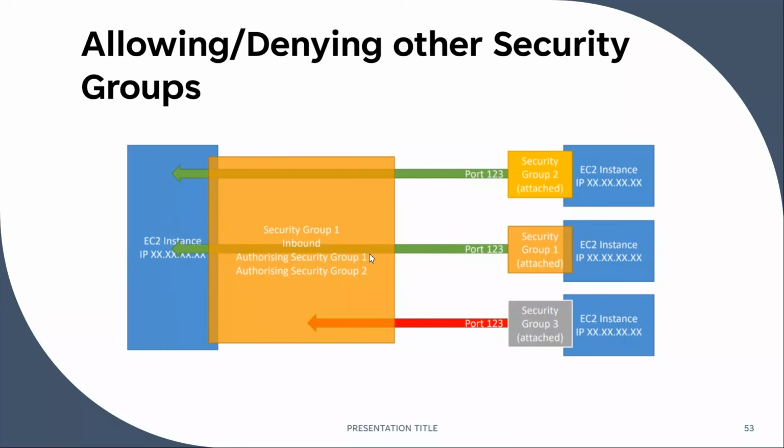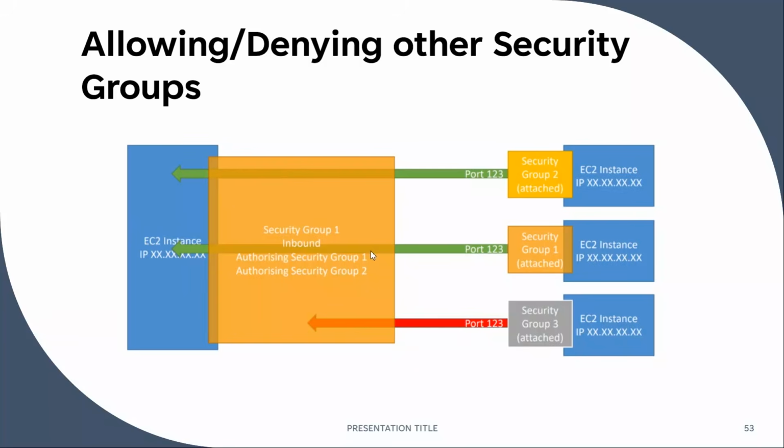So it authorizes security group 1 to send inbound data into this EC2 instance, and it is also authorizing security group 2, which is attached to another EC2 instance, to send data to this particular EC2 instance. So this security group allows security groups 1 and 2 to send inbound data into this EC2 instance, but it has blocked security group 3 from accessing it.